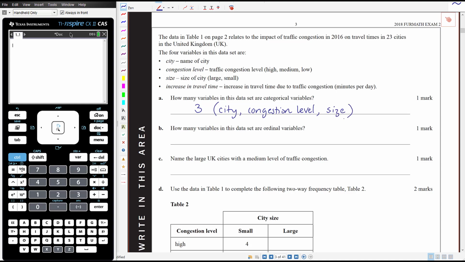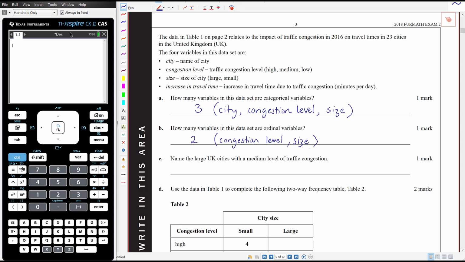How many variables in this data set are ordinal variables? So ordinal is a type of categorical variable, so that would be categories where there is an implied order. City, there's definitely no implied order, but both congestion level and size have an order implied: high, medium, low, large and small. So I would say 2 ordinal variables, which are congestion level and size.